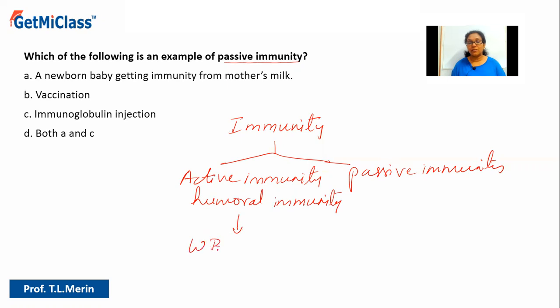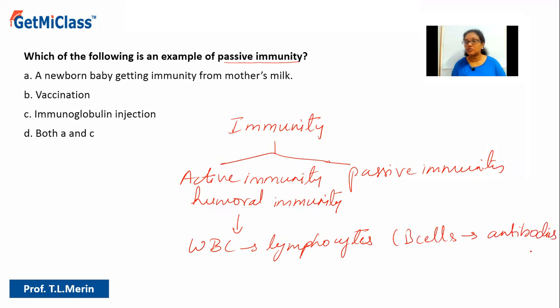So here the WBCs, which are called lymphocytes, mainly the B cells, will produce antibodies against any pathogenic organisms or any antigen. And this will provide us immunity. That is what is active immunity, or you can say humoral immunity, even adaptive immunity also you can say.